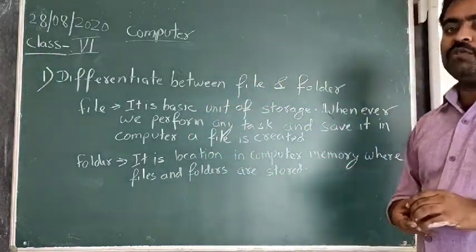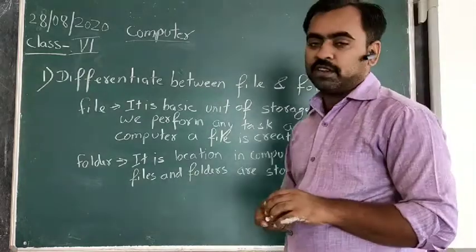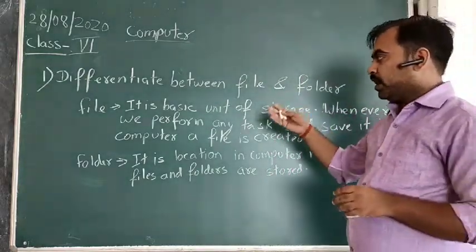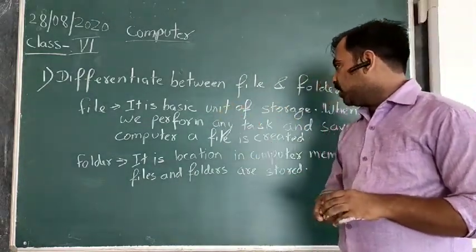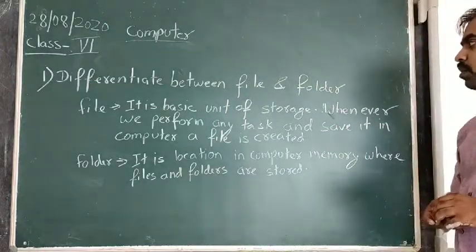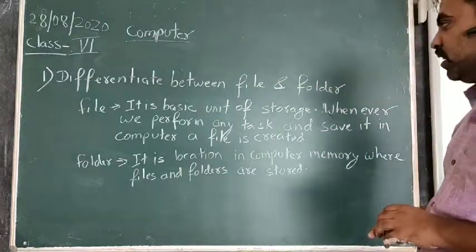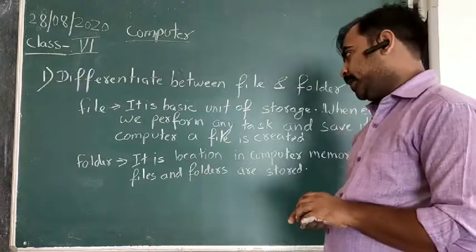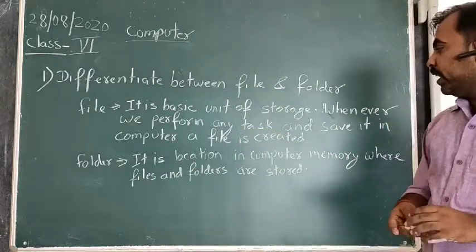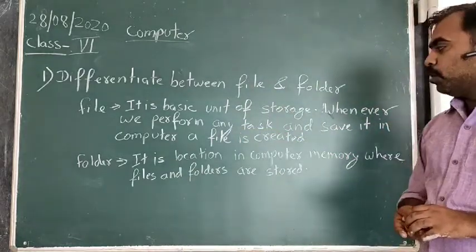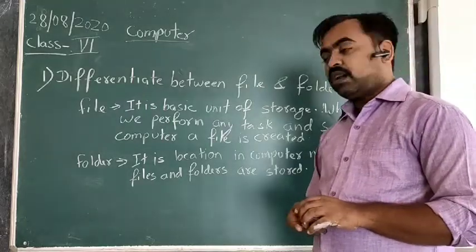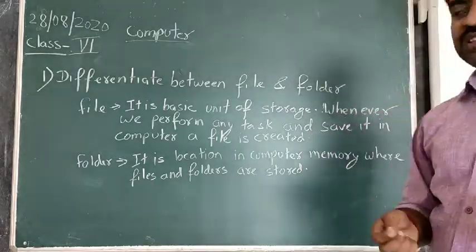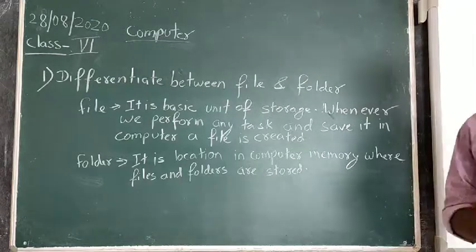If you are asked what the difference between file and folder is, you can tell that a file is a basic unit of storage. Wherever we perform any task and save it in a computer, a file is created. Whereas a folder is a location in computer memory where files and folders are stored. Okay, so this is the difference between files and folders.